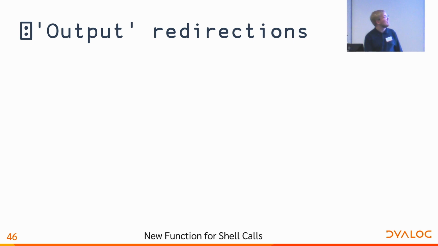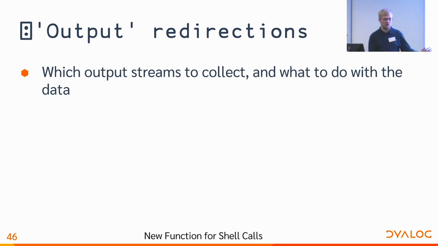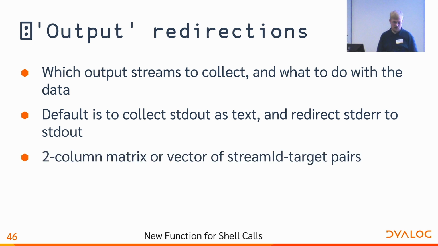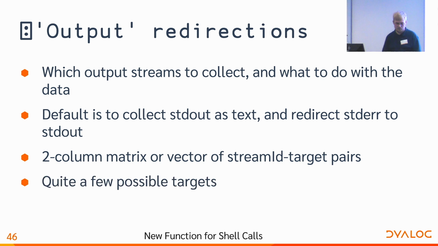And this is one of the interesting ones in my opinion. You can specify what should happen with any of the output streams in the child process. So standard output, standard error, and potentially other than that. You might want to collect the data, you might want to redirect it to a file or do something else. And this is why you do that. And as I said, the default is to collect standard output and redirect standard error to be merged together with that. And there are a bunch of different targets, as we call them.